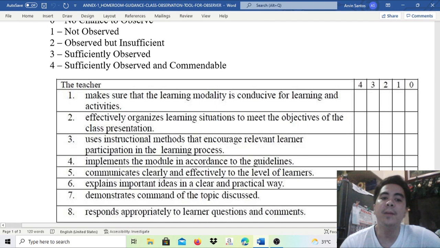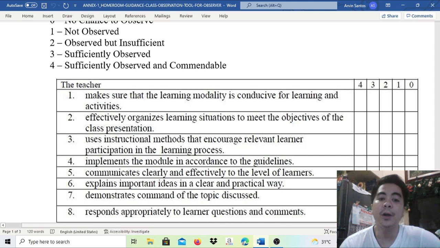Number 4, implements the module in accordance to the guidelines. Okay, so you implement the module, you distribute it well, you follow the safety protocol, so you will get a high score on that, diba? Then, communicates clearly and effectively to the level of learners. So, you communicate effectively to your learners, to your students, diba? So, isa po yan. So, kasama din yan. Nagkikipag-communicate ka sa iyong mga learners through online, through messengers, through chats, or through your online engagement.